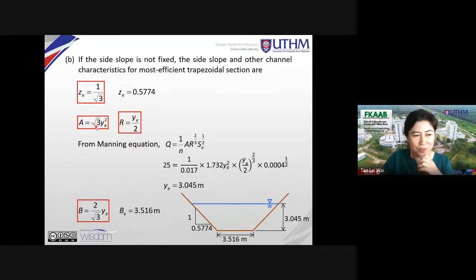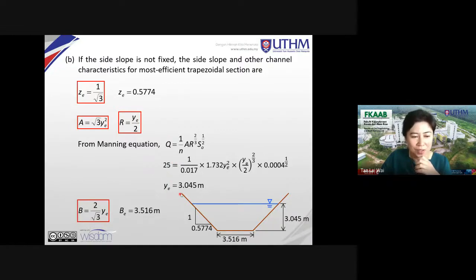Now, why did I use these two? Because I know that these two are needed in the Manning flow resistance equation. So therefore, either you substitute directly, or you can rearrange this in terms of section factor.